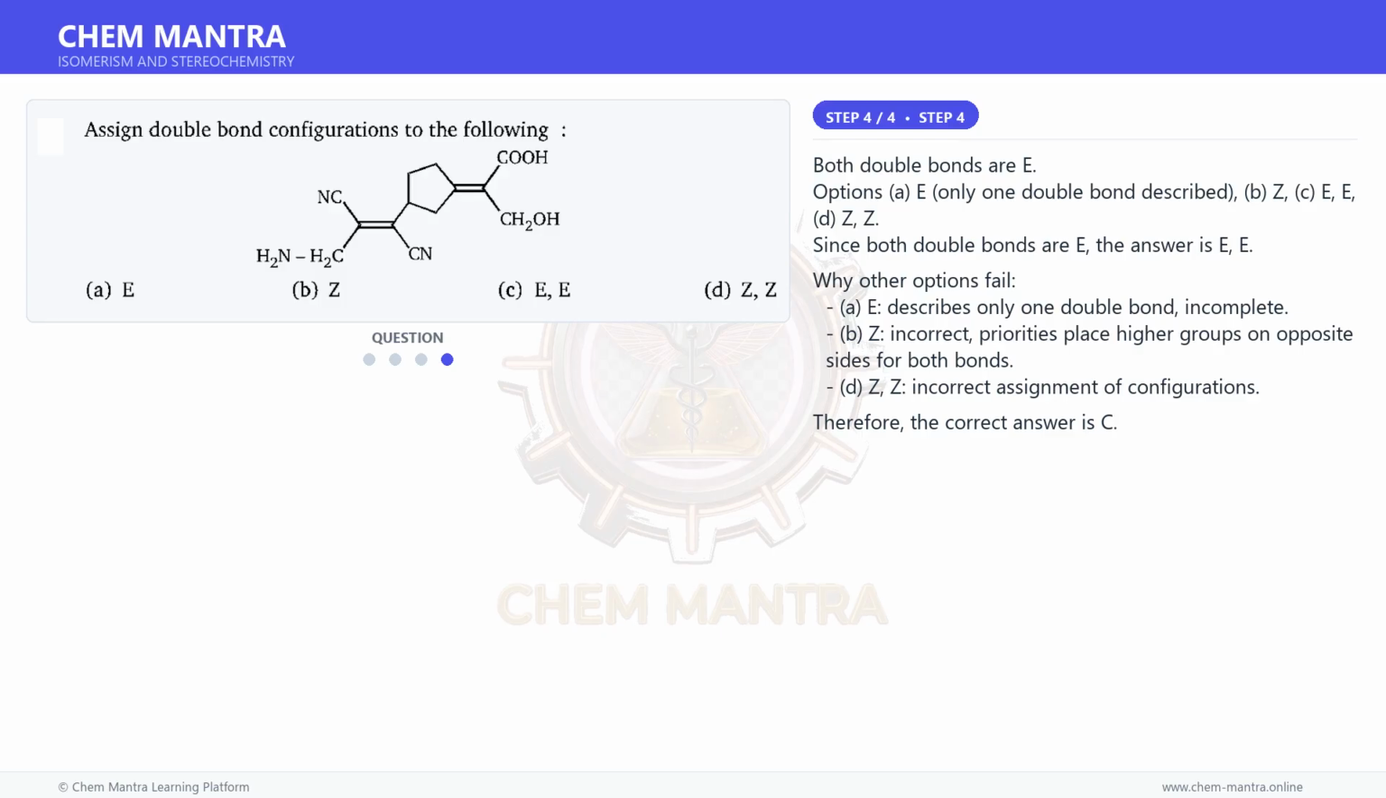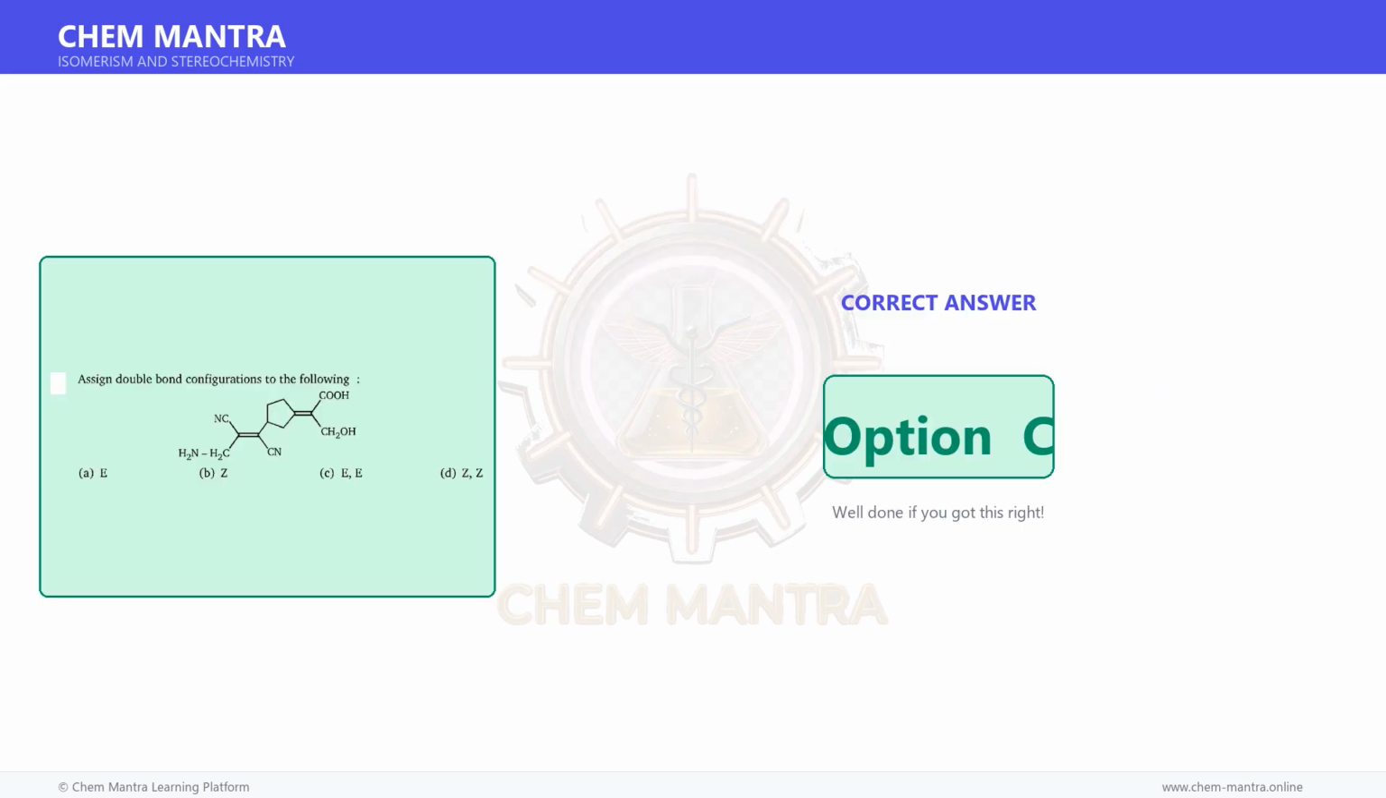Both double bonds are E. Options: A, E. Only one double bond described. B, Z. C, E, E. D, Z, Z. Since both double bonds are E, the answer is E, E. Why other options fail? A, E describes only one double bond, incomplete. B, Z, incorrect, priorities place higher groups on opposite sides for both bonds. D, Z, Z, incorrect assignment of configurations. Therefore, the correct answer is option C.